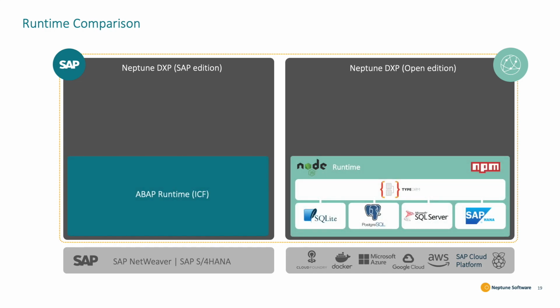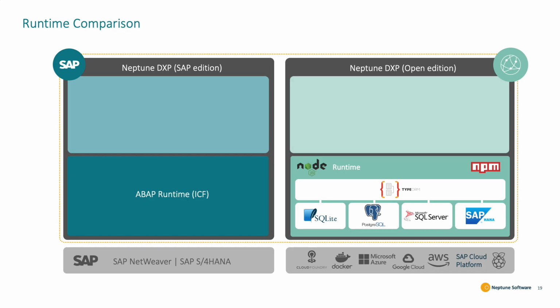Both modules have different runtimes because of their different positionings. So the SAP edition has an ABAP runtime, whilst the Open edition, being Node-based, has a Node.js runtime. The SAP edition naturally is leveraging the SAP backend, whilst the Open edition can use a number of different databases.